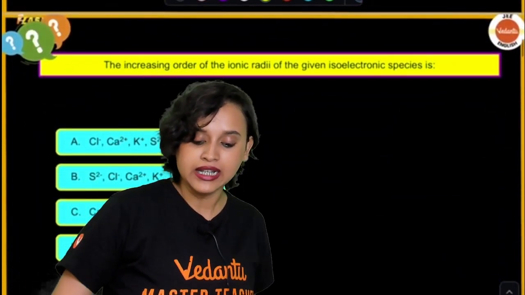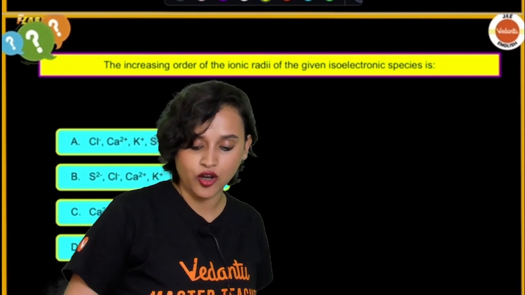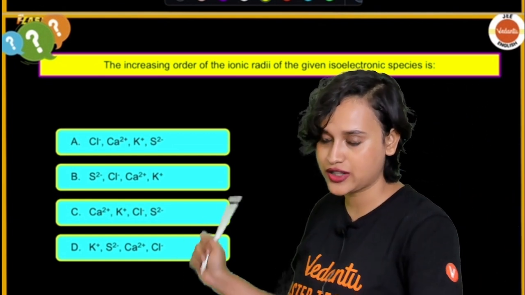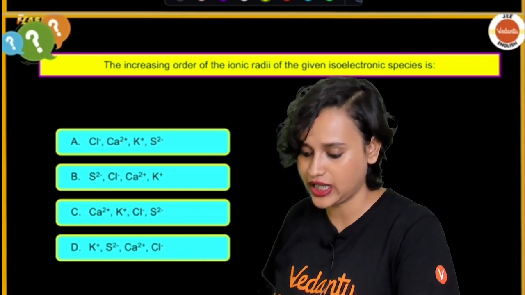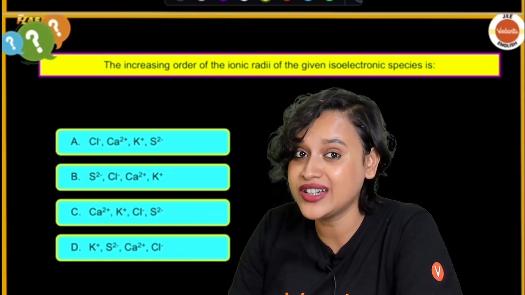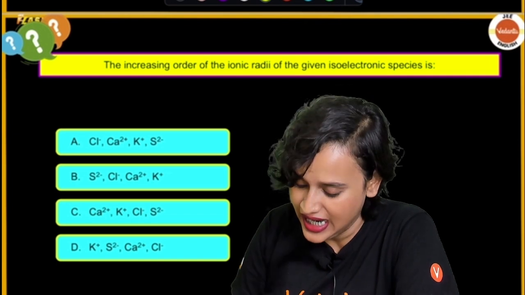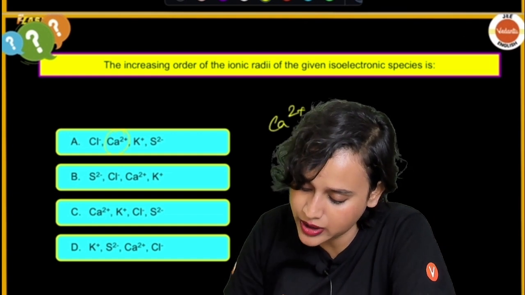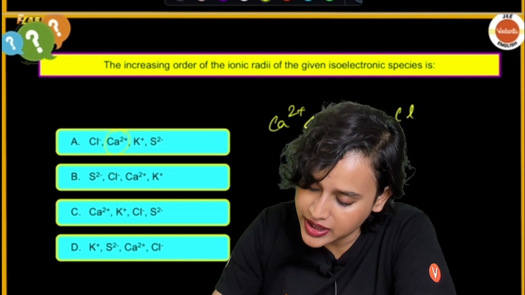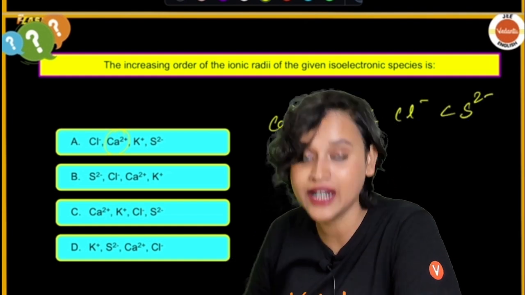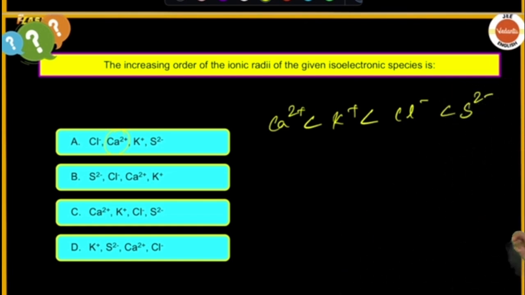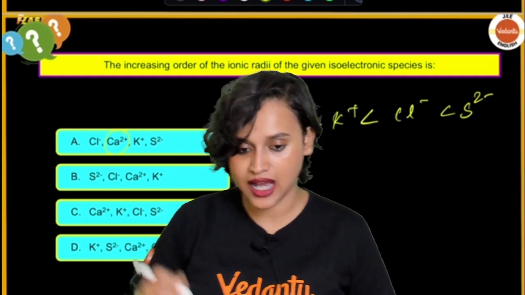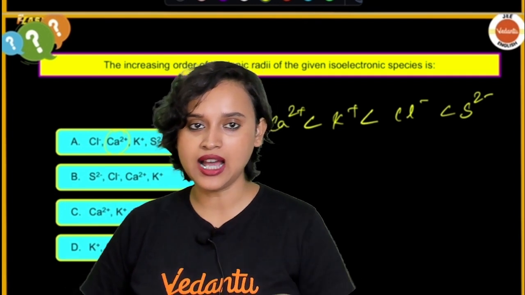Next question. The increasing order of the ionic radii of the given isoelectronic species. Let's have a look at it, everybody. These are isoelectronic species. From here we all know that whichever has the highest positive charge will be the smallest, and we can see that Ca2+ has the highest positive charge, so that will be lowest, then K+, then Cl-, and then S2-. S2- will have the biggest radius. Why? Because it has more electrons than protons. That means option C is our correct answer, right? Option C is our correct answer.